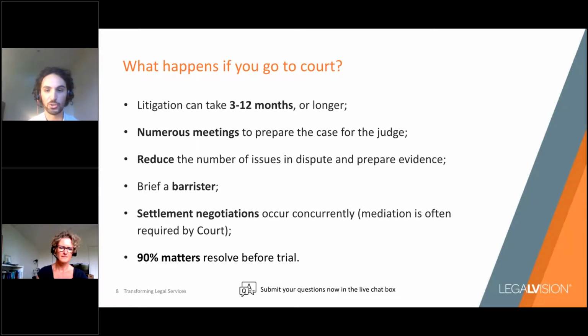Also, if you lose in court, you're likely to have to pay a chunk of the other side's legal fees, so the stakes are very high. And even if you've got a good case, there's always uncertainty. So there's just a whole bunch of reasons why court is not an ideal process for many, many disputes in terms of a pathway to a resolution.